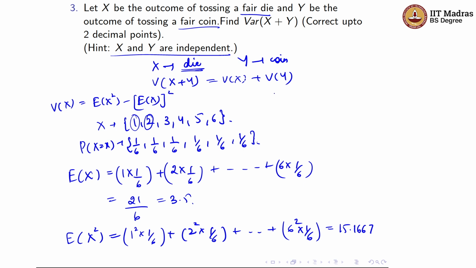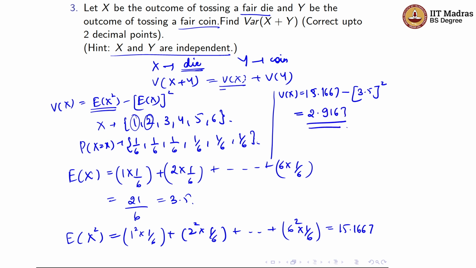Now, let me solve here. So the variance of X will be equal to 15.1667, which is the expectation of X squared, minus the expectation of X, which is 3.5, whole squared. So this value will be equal to 2.9167. Okay, we have found the value of the variance of X.